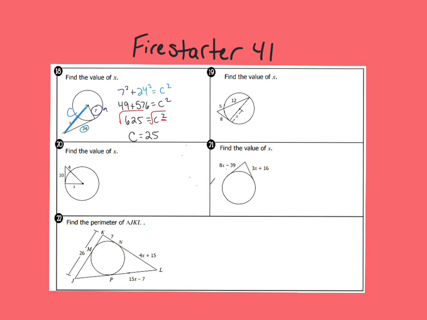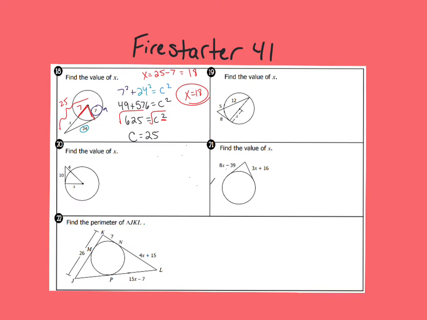So I'm going to do a little bit of looking at this now. I'm going to erase a little bit. So c, the whole length is 25, but what I also know, and that's really important to figure out here, is that this guy right here is the same as this guy right here, which is 7. So I know that this whole thing is 25, which means x is equal to 25 minus 7. So x is equal to 18. That's it.